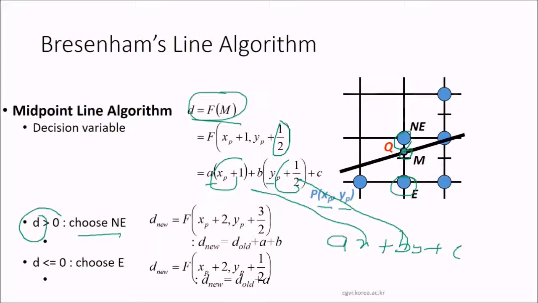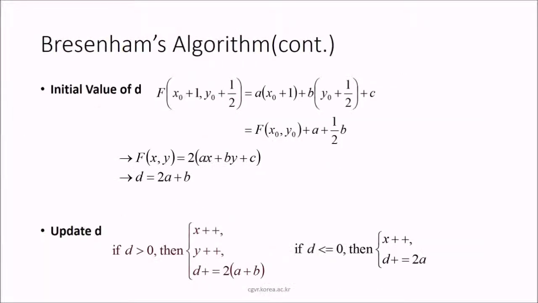We have to choose a point through which the line is passing. We don't have any point exactly there. We either have a point here or a point here. We have to choose this point or this point, depending upon the value of d, northeast or east. In the northeast case, the new point is (xp+2, yp+3/2), and d new will be d1 plus a plus b. In the east case, it will be (xp+2, yp+1/2), and d new will only be d1 plus a. This is how we find out the values.